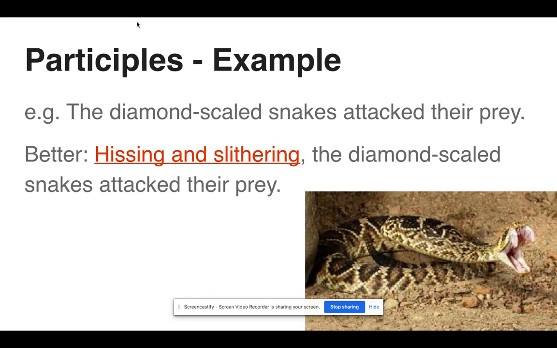The words end in ing, and they look like verbs, but they're actually being used as adjectives to describe the diamond-scaled snakes. By adding these participles to the sentence, it makes the sentence a bit more dynamic, a bit more engaging, and more descriptive.